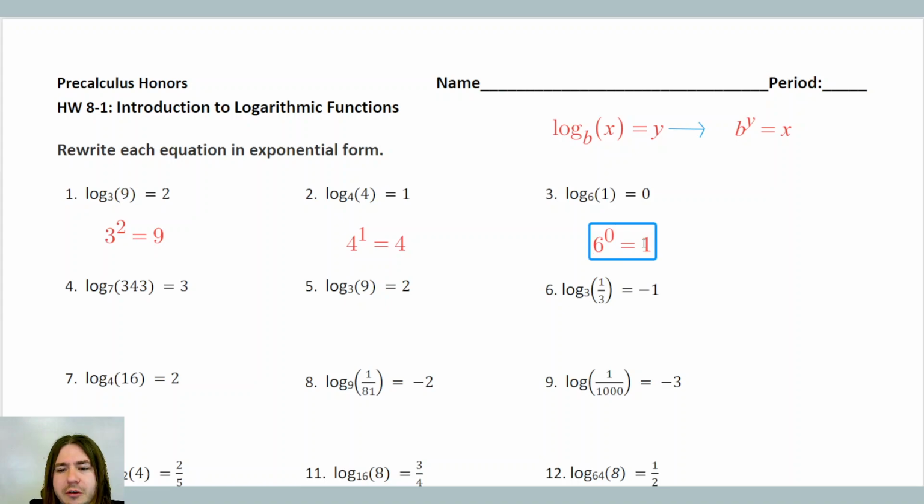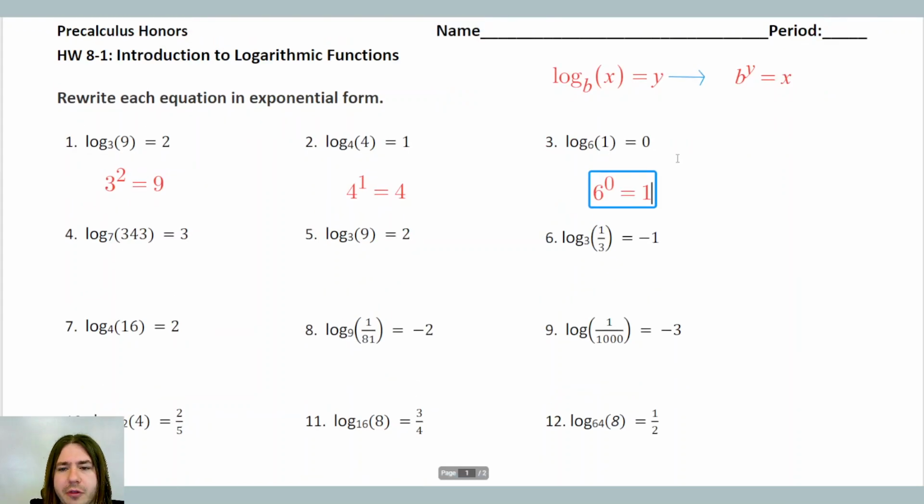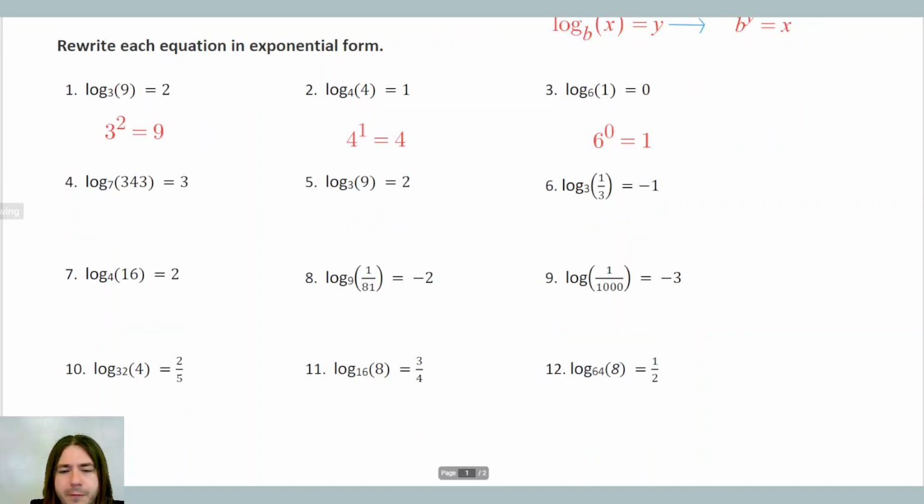So 6 to the 0th power is 1, that's true. If we ever end up with a false statement, either we rewrote it incorrectly or the equation to begin with just wasn't true. I think all of these work out nicely, but we'll just go through and check them as we go. So here we've got 7 cubed is 343. That's true. For number 5, which looks like a repeat of number 1, maybe I got a little copy paste happy here. Are there any other repeats? I don't know, but I see 3 squared equals 9 again.